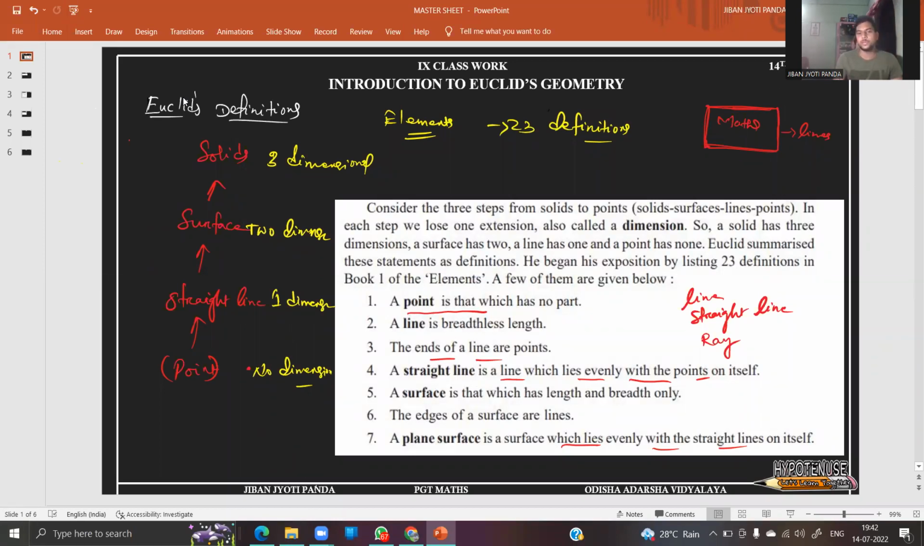Out of these 23 definitions, we have written 7. I think it is clear to all what are the 7 definitions. Clear? Okay. Let us proceed further.